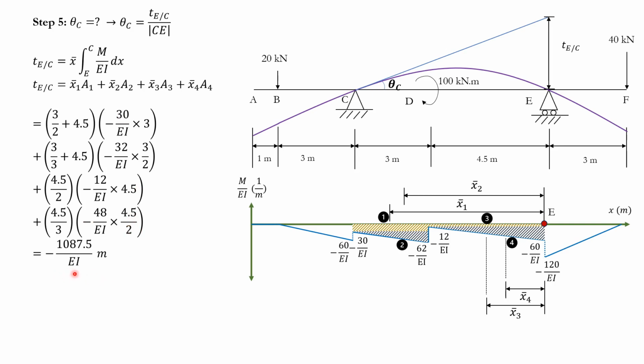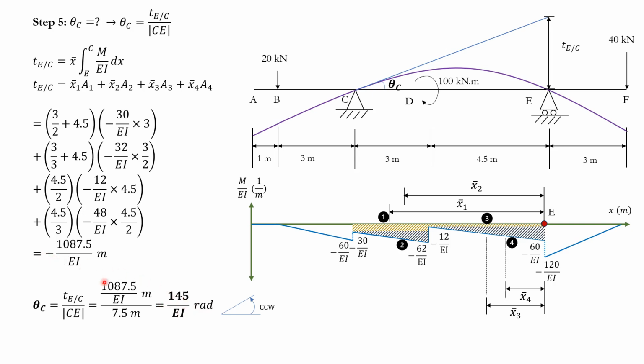But remember that this is just the deviation. What was our formula for finding theta C? It is TE with respect to C over the length. So the only thing we have to do is divide this value by the length that we have, which is 7.5 meters. So I'm just going to do that. And from here, I get 145 over EI radians.